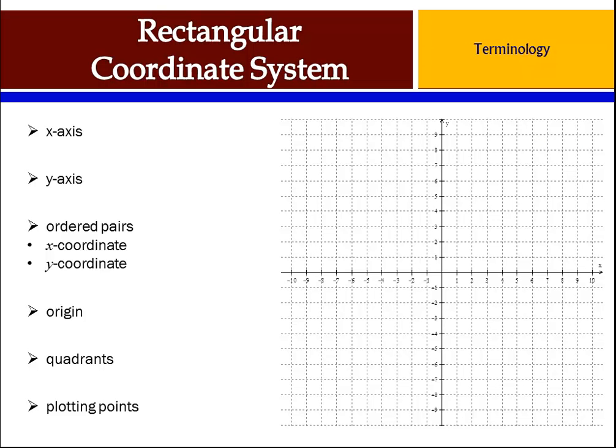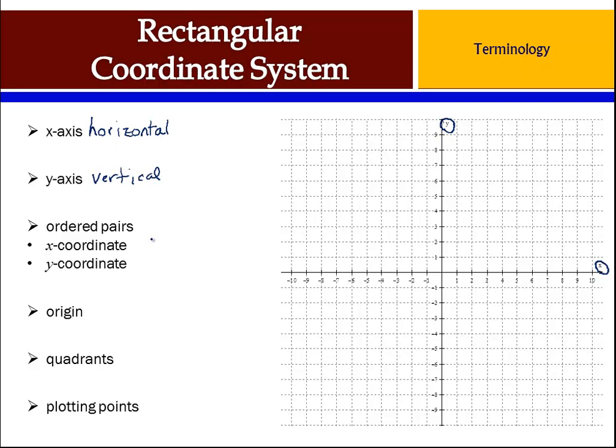In a rectangular coordinate system, you have two number lines, a horizontal number line called the x-axis and a vertical number line called the y-axis. Here you will see the horizontal number line is labeled x and the vertical number line is labeled y.